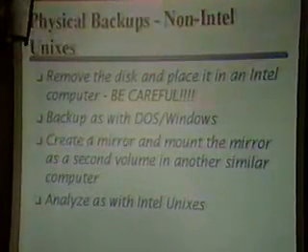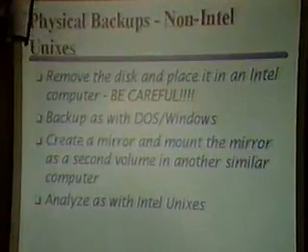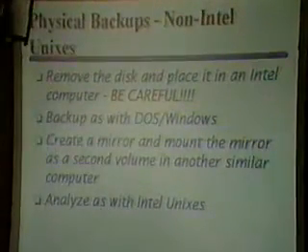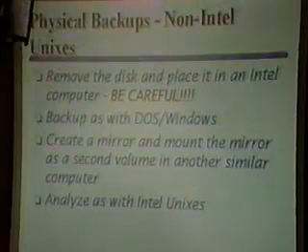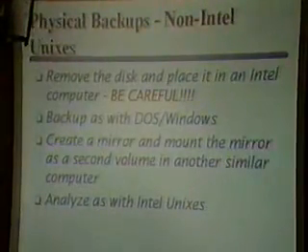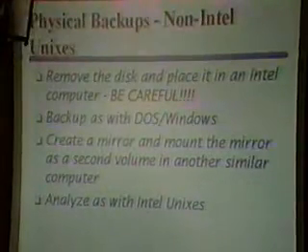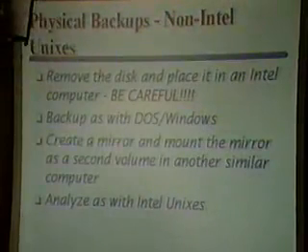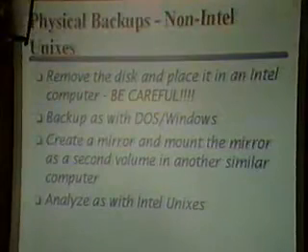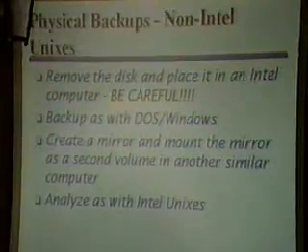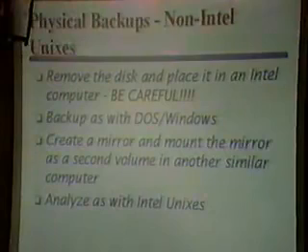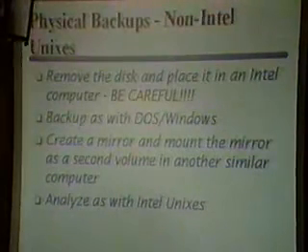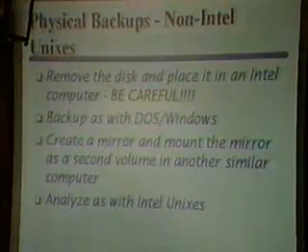All right, so non-Intel Unixes like Solaris, we remove the disk, place it in an Intel computer. Be careful, because we don't want to contribute to the evidence. Boot it with a DOS floppy. Remember, we're taking a physical image, so it doesn't matter that the file system isn't even slightly compatible. Take your image, create the mirror, mount the mirror as a second volume in another Solaris computer, and go to work on it.